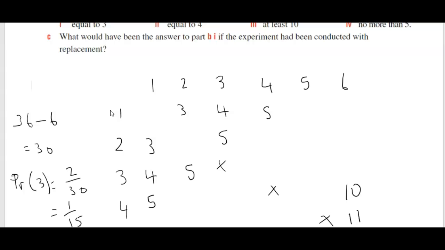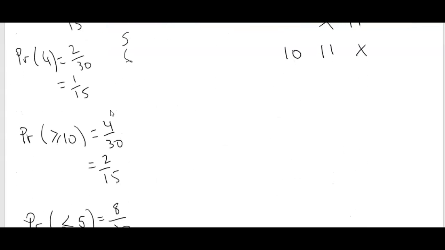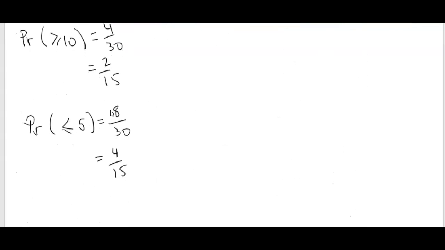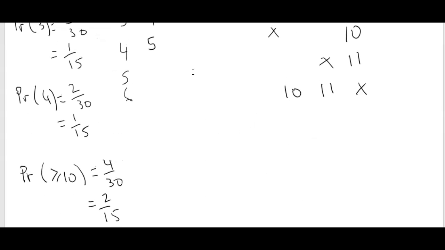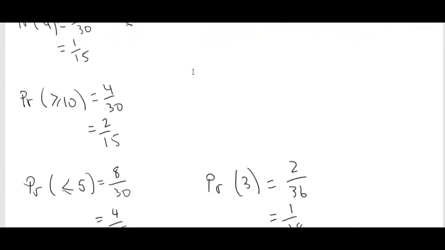So this would be 2. So 1 and 1 is 2, 2 and 2 is 4. So we still only have 2 options, but because we've now included replacement, your probability is going to be out of 36. So 2 options out of 36, 1 over 18. So you're decreasing your probability a bit. Okay, that was that question.